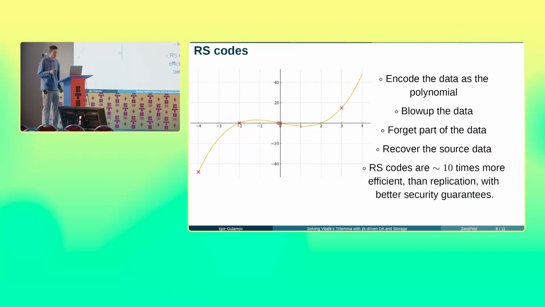And this is much more efficient than just taking these 4 points, making a lot of copies of them, and hoping that each point is present at least one time. Because if the scope of data is large, there will be a high probability that at least one point will be lost. That's why Reed-Solomon codes are better, because we can prove that all data is safe.